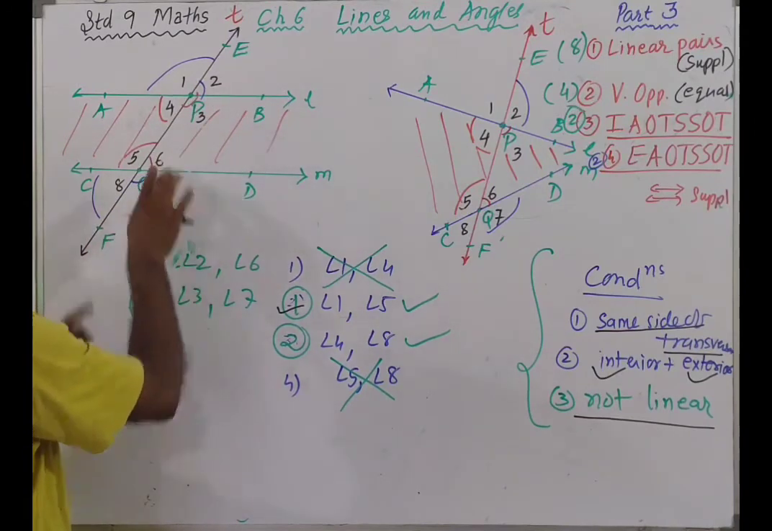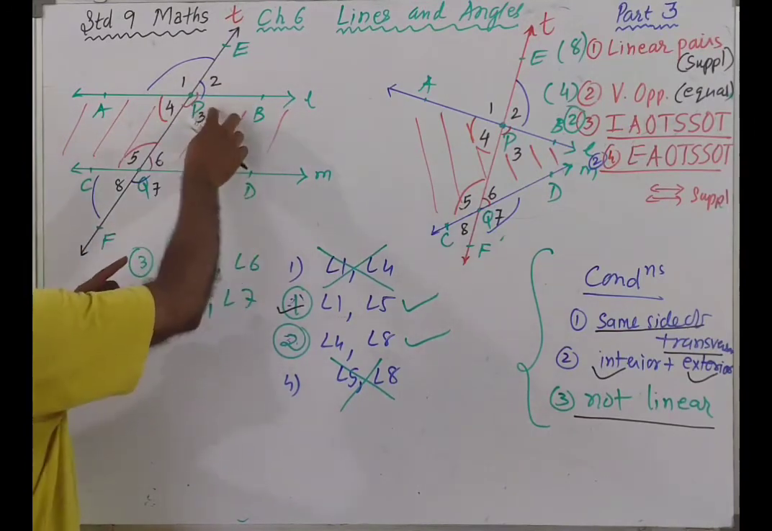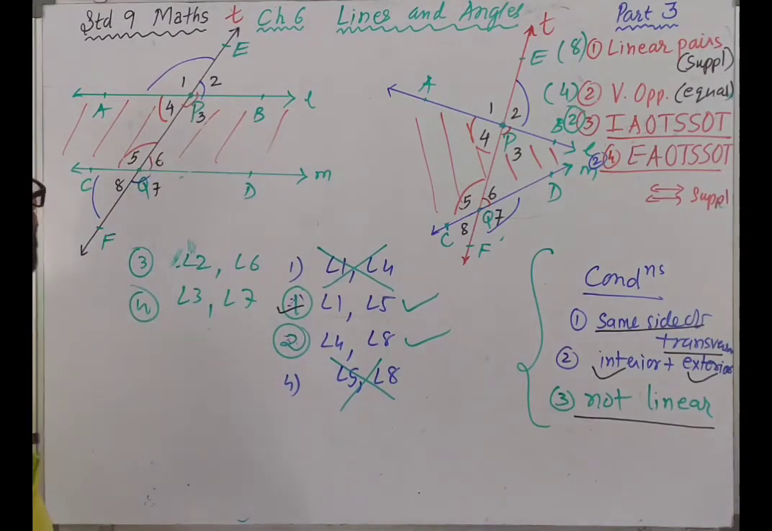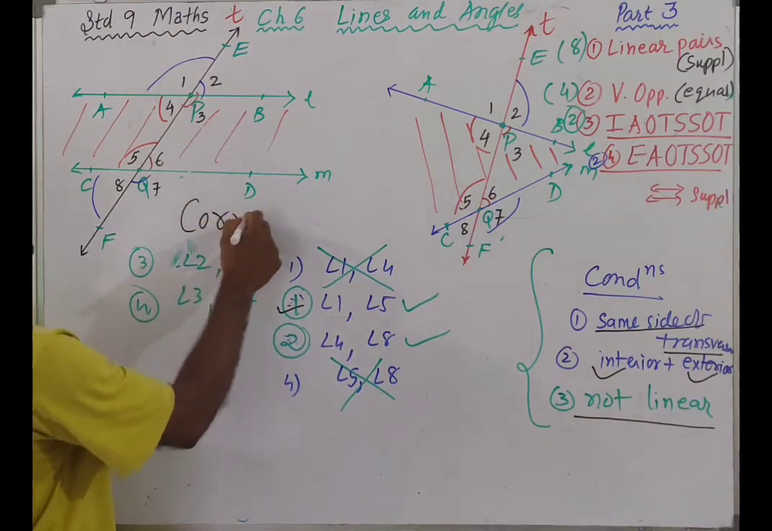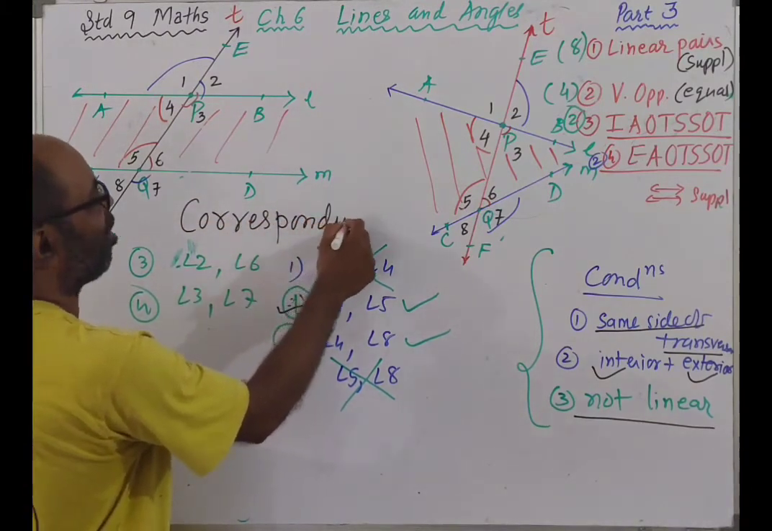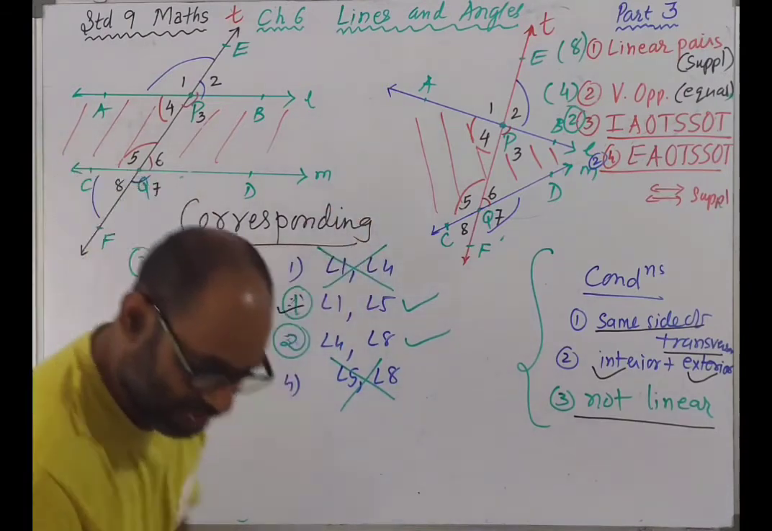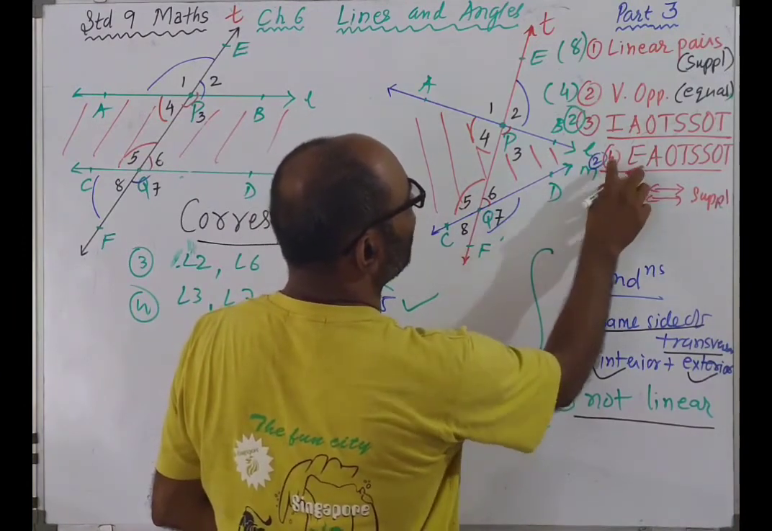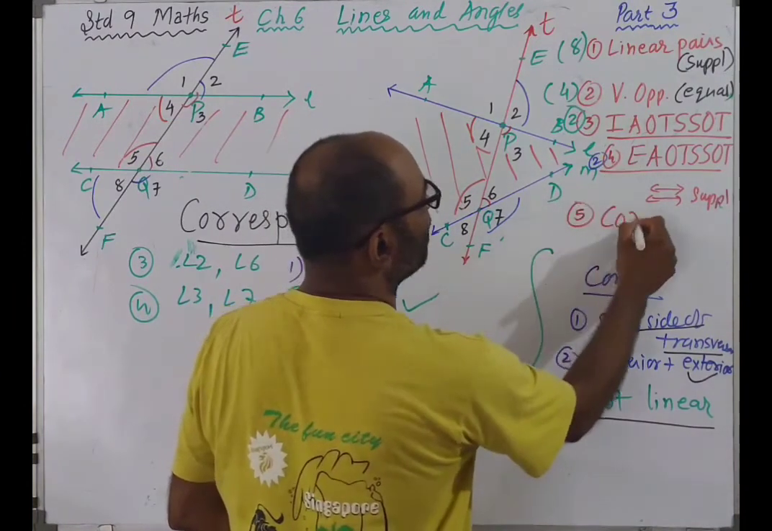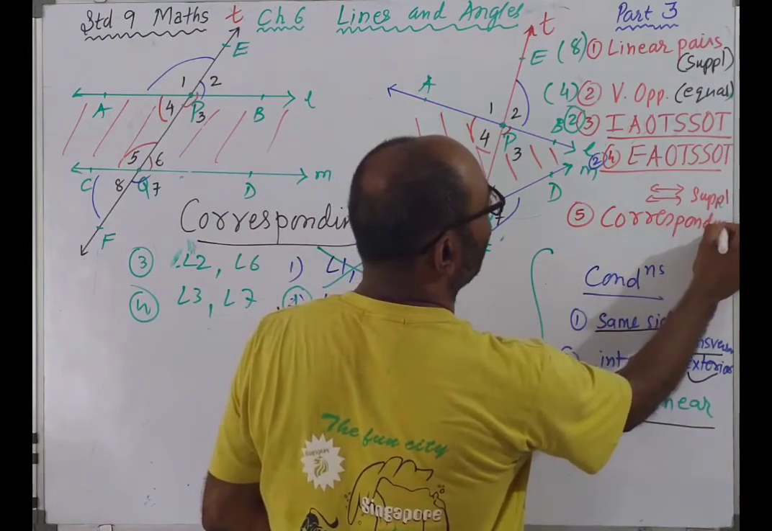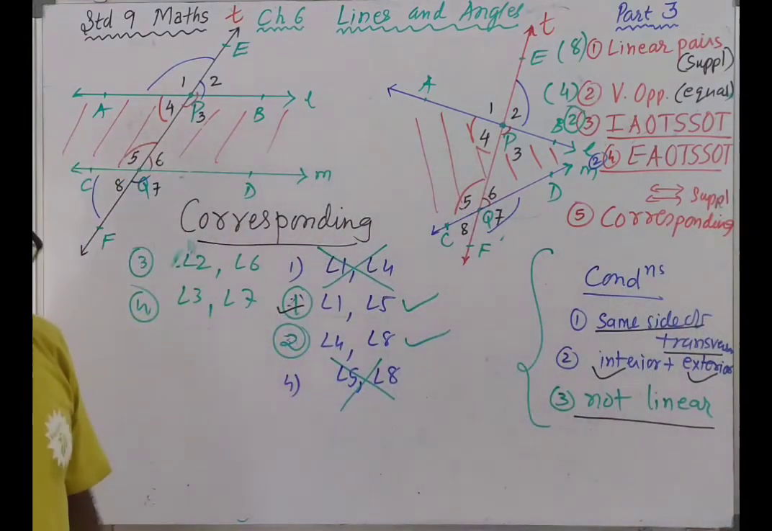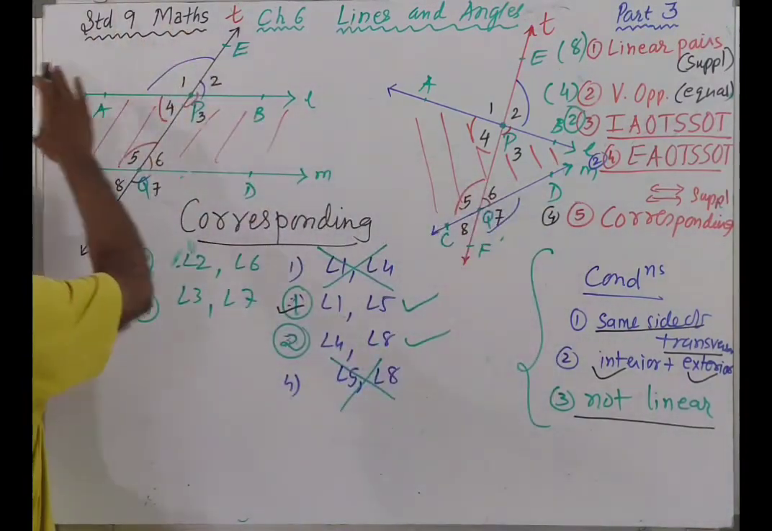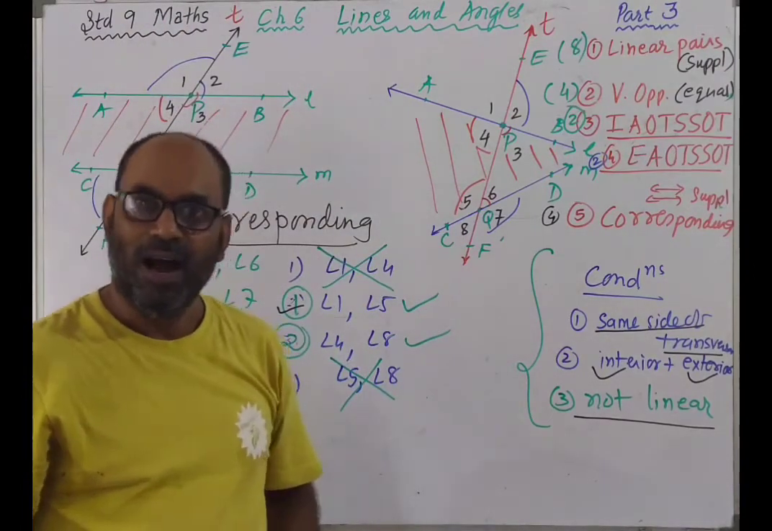3 और 7 on the same side of transversal, one is in the interior, other is in the exterior, and they do not form linear pair. Such pairs of angles, children, are called corresponding pair of angles. इसे कहते हैं corresponding pair of angles. So number 4 यहां. Now number 5, corresponding. All right. So how many pairs of corresponding angles are formed? 4. 2 on one side of transversal, 2 on the other side. Are you getting me?